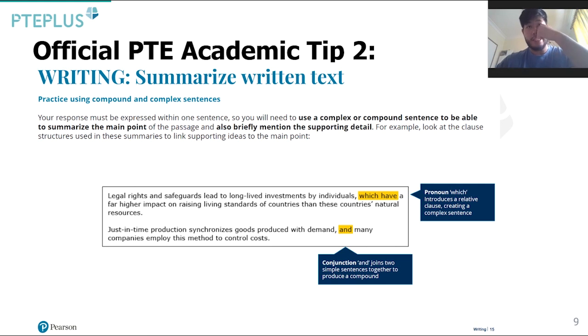A second official PTE academic tip given to us is practice using compound and complex sentences. Your response will be expressed in one sentence, so you'll need to use a complex or compound sentence to be able to summarize the main point of the passage and also briefly mention the supporting detail. For example, look at the clause structures used in these summaries to link supporting ideas. So we've got which have, that's an example of a complex conjunction, and the word and here is a compound conjunction. So we'll be going into that in more detail as well, so don't worry about it.